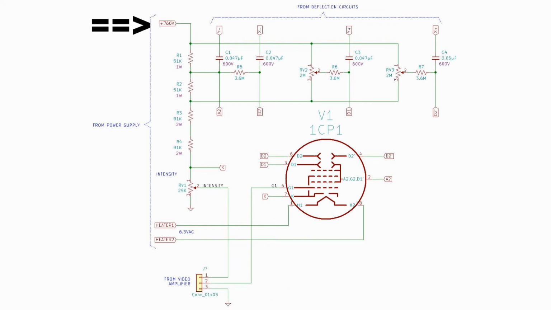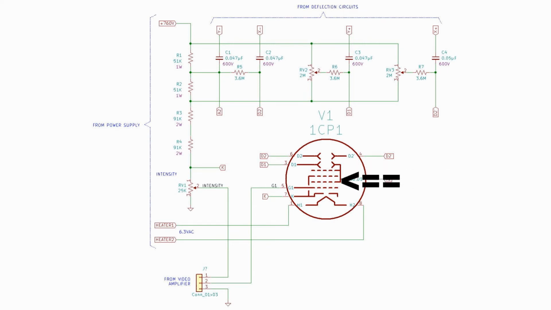Our 760 volts DC from the power supply enters a voltage divider chain that consists of R1, R2, R3, R4, and RV1, as well as RV2 and RV3, which are in parallel with R1 and R2. The voltage developed between R1 and R2 is applied to our second anode pin, A2. A2 is a shared pin, which also is part of grid 2 and deflection plate 1 prime.